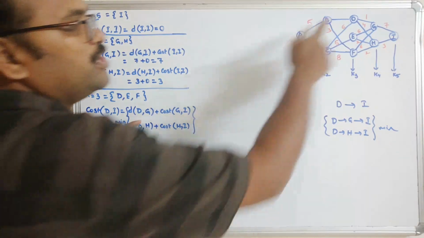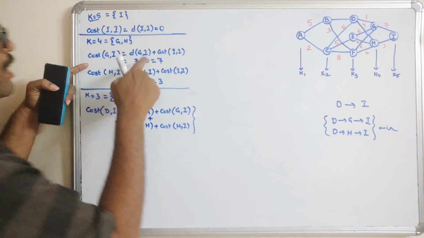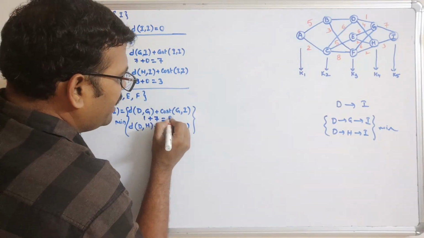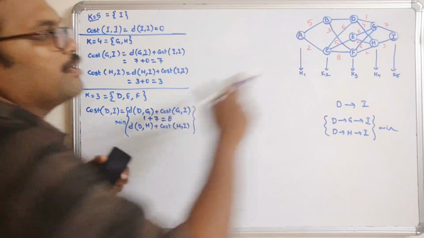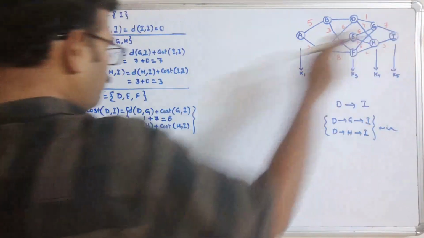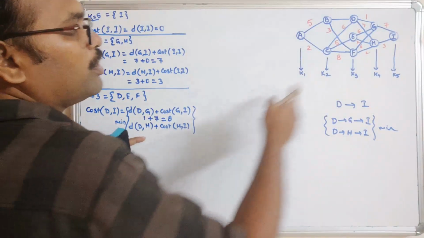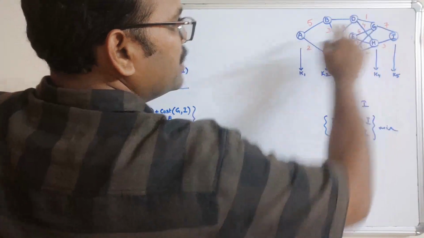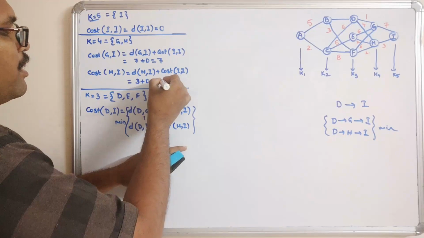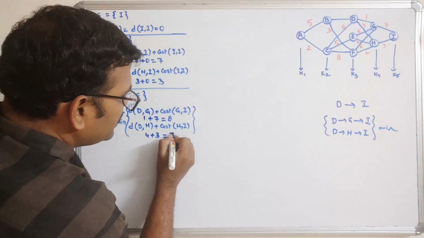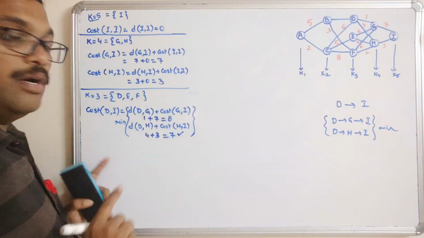The distance from D to G is 1, plus cost of G to I, already calculated as 7, which will be 8. So the cost from D to I via G is 1 plus 7, that is 8. And here D to H is 4, plus cost of H to I, already computed as 3, which is 7. Which one do we have to consider? Obviously 7, because among these two it is the minimum.